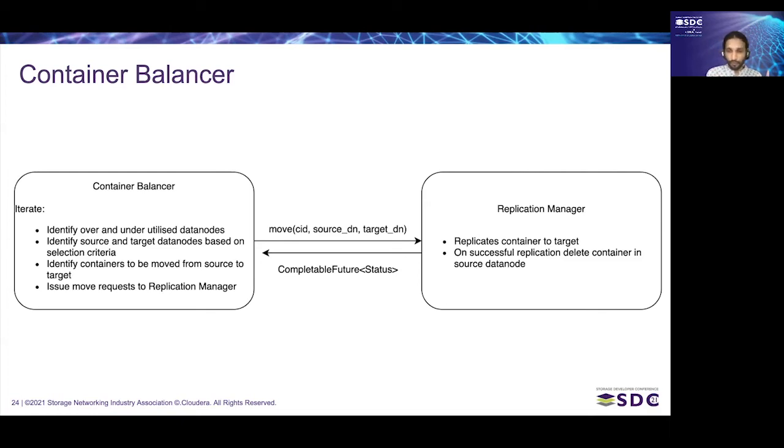So for move, what a replication manager does is it will replicate the container to the target data node. And then on successful replication, it will also issue a delete container request to the source data node. Once both these operations are completed successfully, the replication manager would complete the future successfully, and then balancer can know that the move is successful.